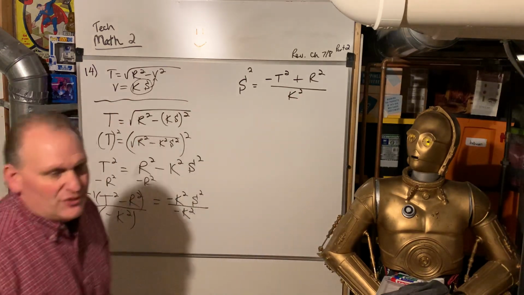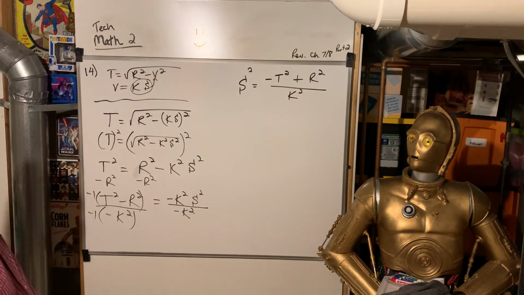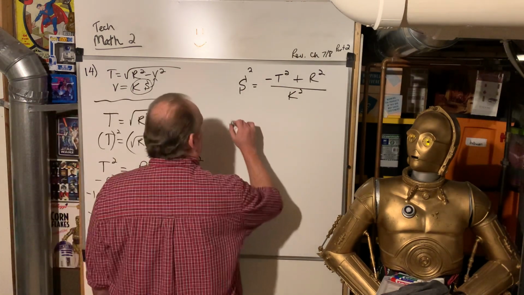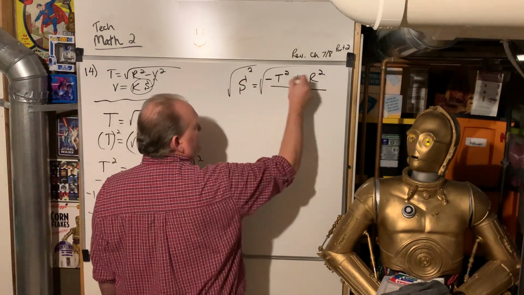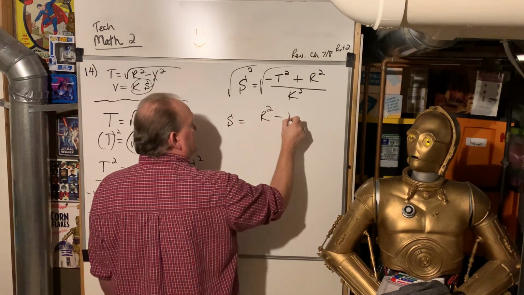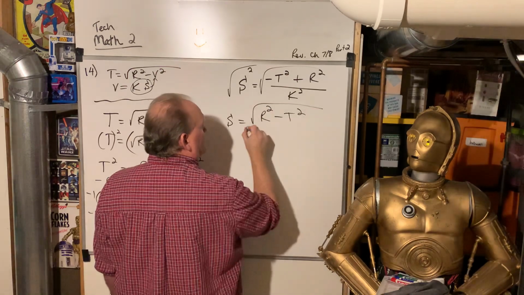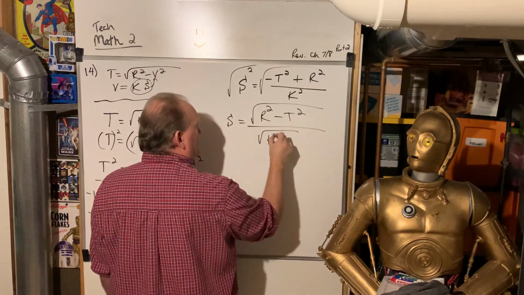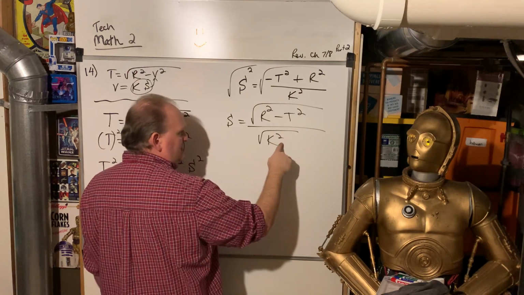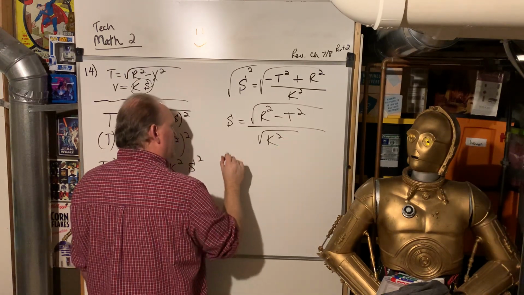So we distribute the negative, basically. All right, now take the square root of both sides. I'll rearrange these. So s is equal to the square root of r squared minus t squared over k squared. So we have the square root of the whole thing, but I split it up. This can be simplified.